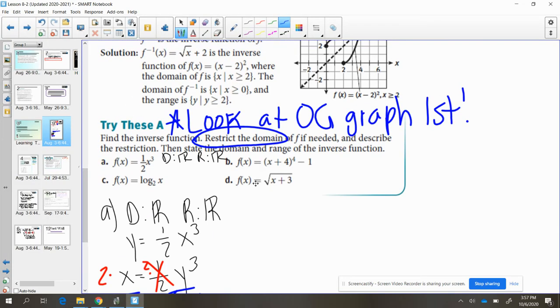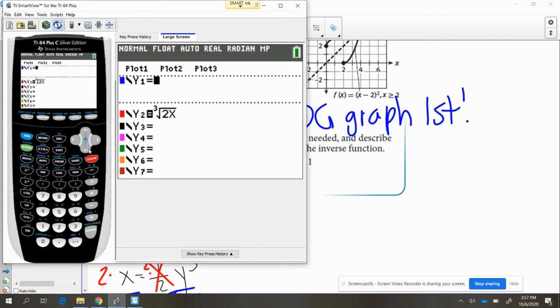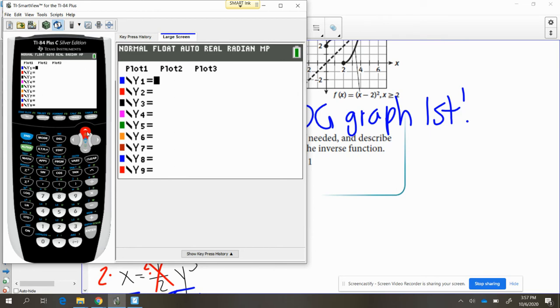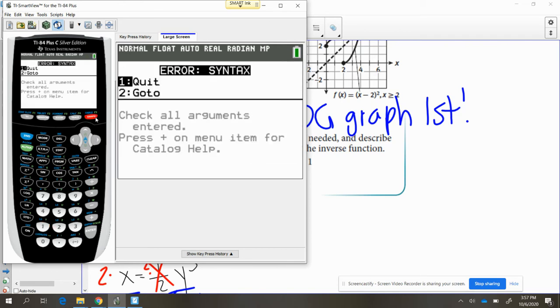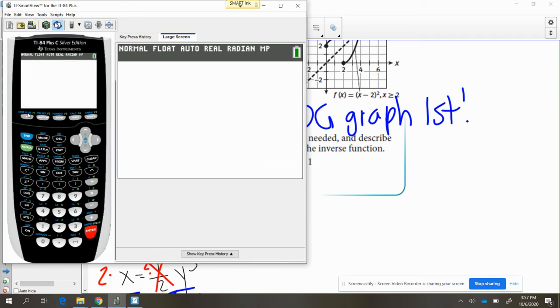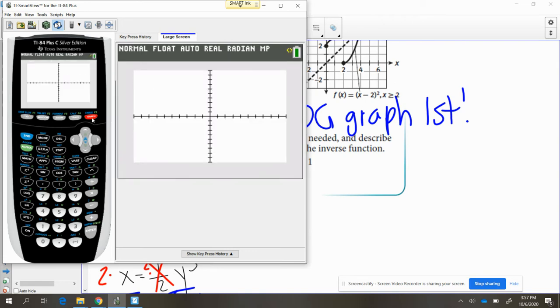Letter B, we have (x + 4)^4 - 1. So if we look back here at our graph, we're going to start again by graphing the original, (x + 4)^4 - 1. Notice on this graph, unfortunately, this one does not pass the horizontal line test. Okay, this is not going to pass.